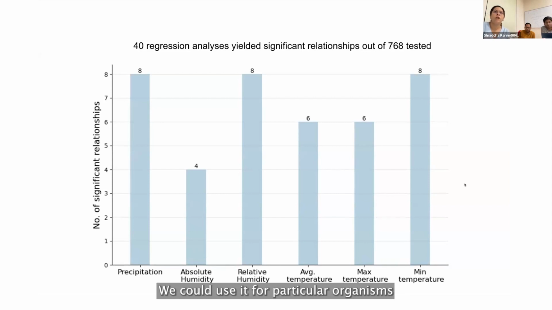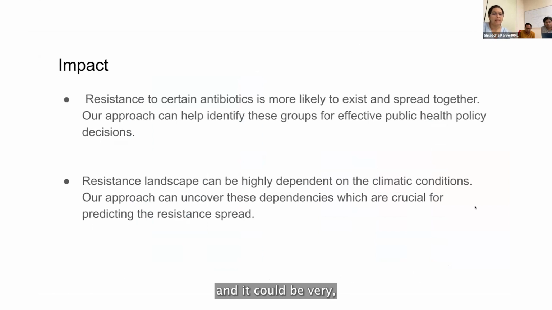We could use it for particular organisms, looking at what antibiotics are most relevant for them, and it could be very significant for advising public health policy, for example, in a particular geography, if you're looking at the climatic parameters. But this composite analysis might be a really helpful way of looking at how antibiotic resistance spreads and what its prevalence is.